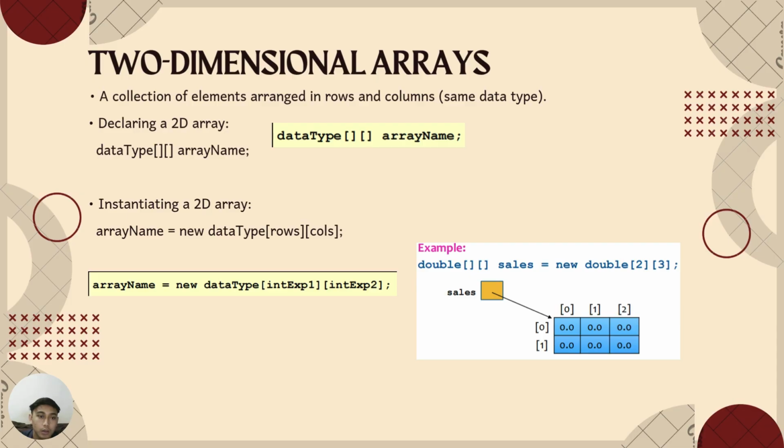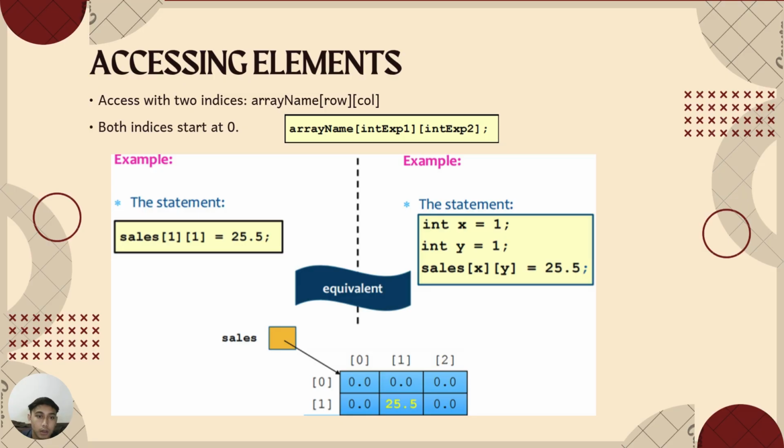Second, declaring a 2D array. Data type, square bracket, array name, semicolon. Next, instantiating a two-dimensional array: array name equal to new data type, rows and columns. Next, accessing elements. Access with two indices: array name, row and column. Both indices start at 0.